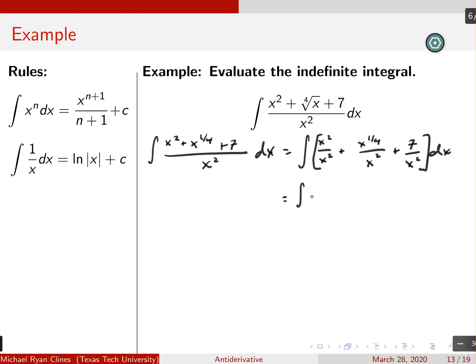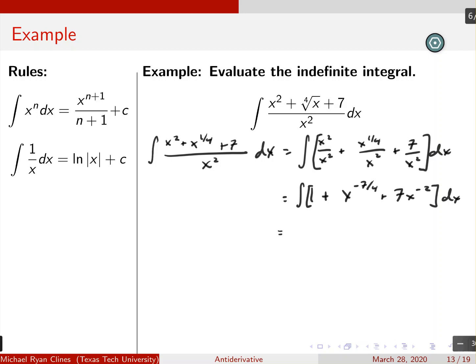Well, that's just equal to the integral of 1 plus x to the negative 7/4 plus 7x to the negative 2 dx. So all I did here was cancel terms. Here, I used properties of exponents to get x to the negative 7/4. And then here, I just rewrote 7 over x squared as 7x to the negative 2. So remember, negative exponent just means take the reciprocal. Now we can integrate each term individually.